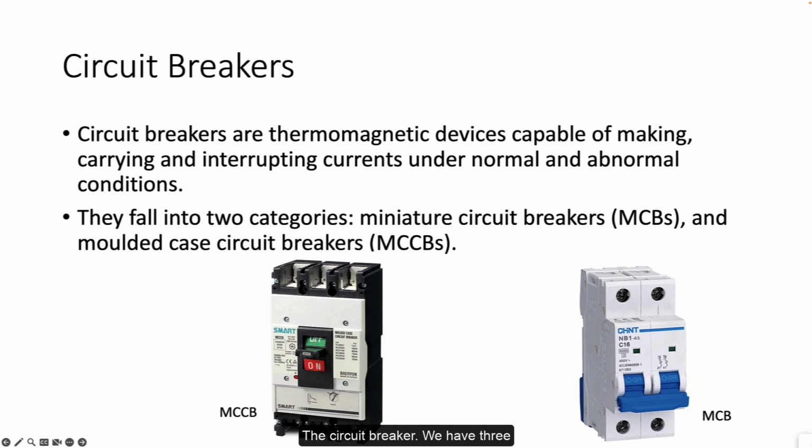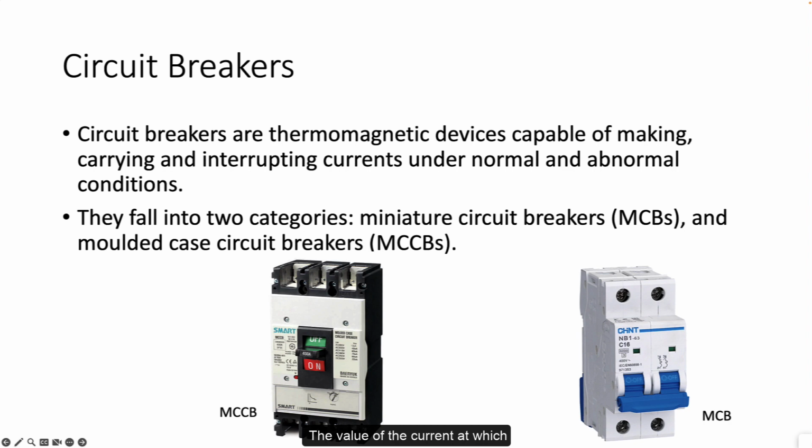We have three types of circuit breakers: type B, type C, and type D. The key characteristic that distinguishes these types is the level of overcurrent at which they trip or disconnect. This tripping is usually determined by a magnetic device within the circuit breaker.